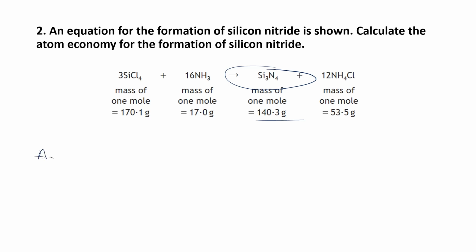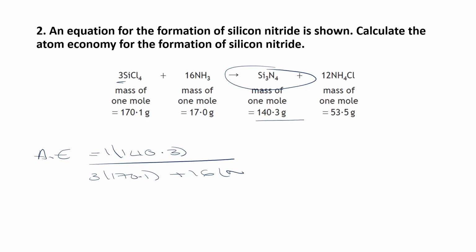So we can say that atom economy equals 1 mole of silicon nitride divided by, this time, 3 moles of silicon chloride and 16 moles of ammonia. Apologies, let's put that value in there.